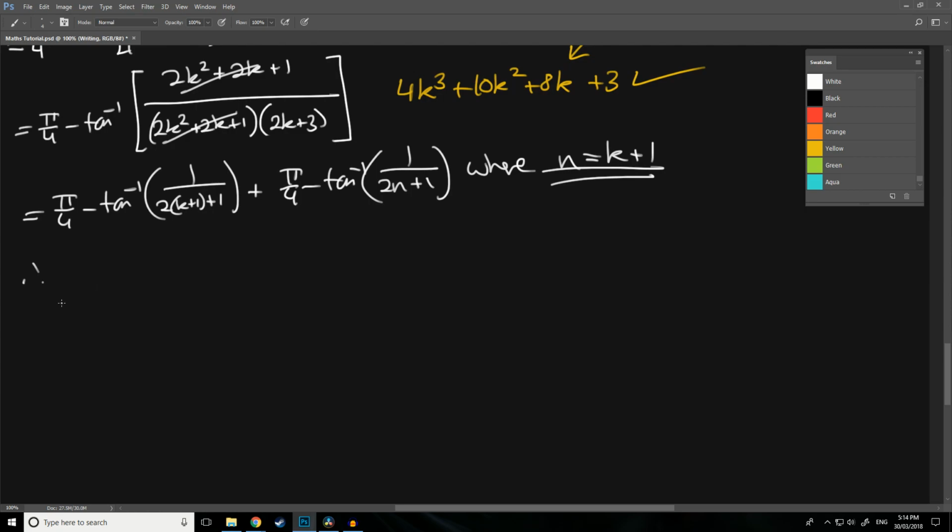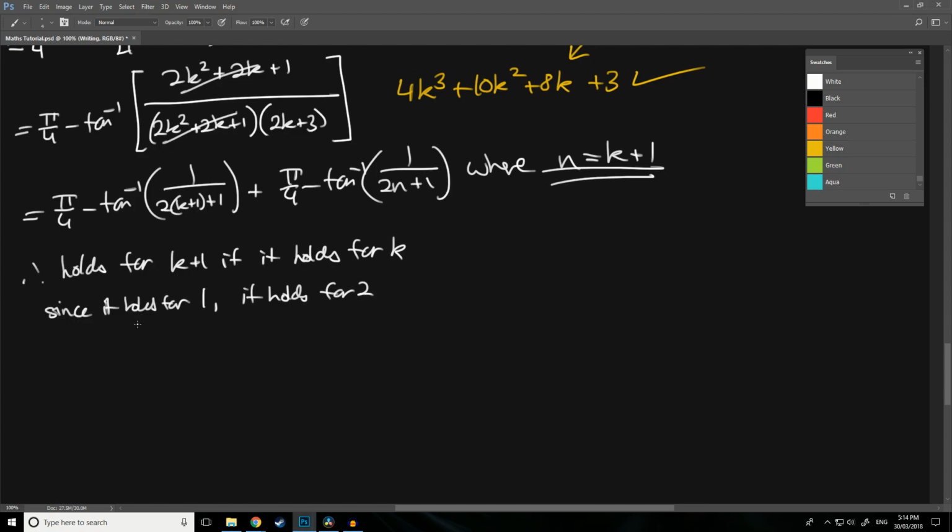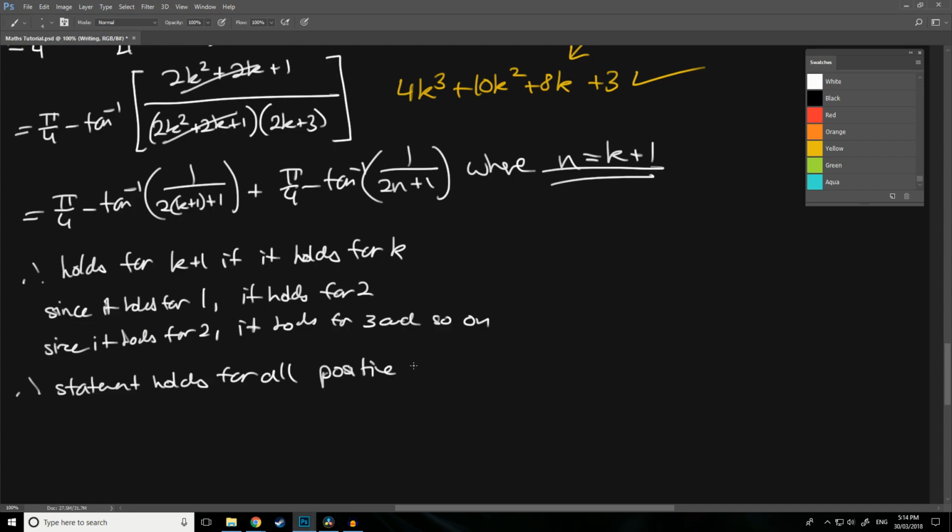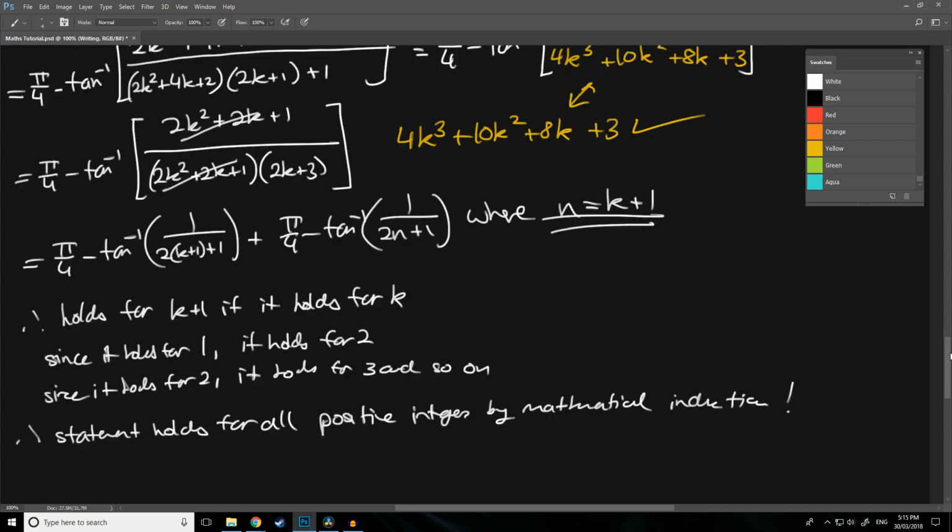Really depends how anal your teachers are about this, but the safest option would be to write something like this. Holds for k plus 1 if it holds for k. Since it holds for 1, holds for 2. Since it holds for 2, it holds for 3, and so on. Therefore, the statement holds for all positive integers by mathematical induction. Hooray! So there is the proof. All done.